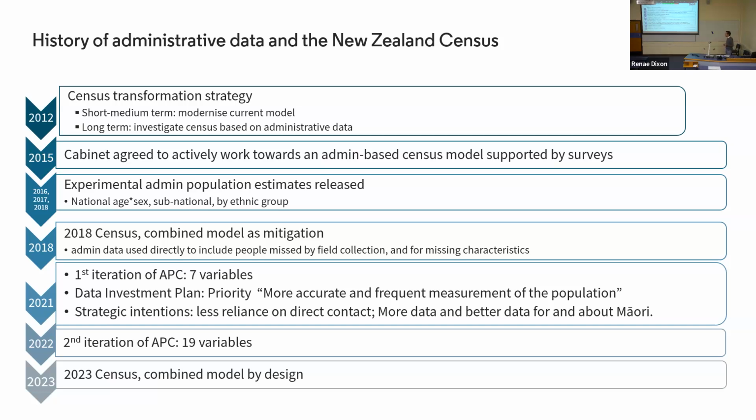Now, I've also mentioned on the slide that in 2021, there was the government's investment plan stating a priority of producing more accurate, frequent measurements of the population, and also Stats New Zealand's strategic intention of 2021 of less reliance on direct contact and more data and better data for and about Māori. The subtext of both of these points is that admin data is one of the possible ways to hopefully go in that direction. And finally, as mentioned, the 2023 census that's currently ongoing does use admin data by design. From the beginning, it was always imagined to fill in the gaps, and everything has been set up in that way. But it's still using admin data as a secondary source, relying primarily on the field enumeration.